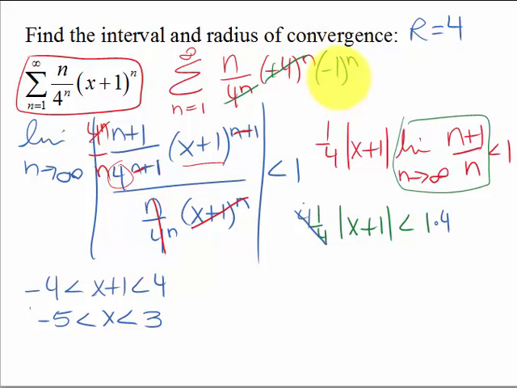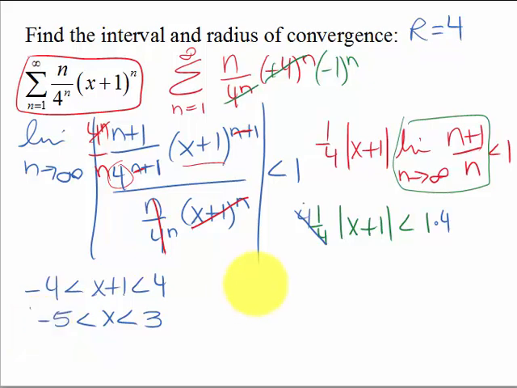And so we could see that we have an alternating series, but these terms are not going to 0 because we're letting n go from 1 to infinity. So therefore, by the divergence test, this would diverge. So we're not going to include -5.